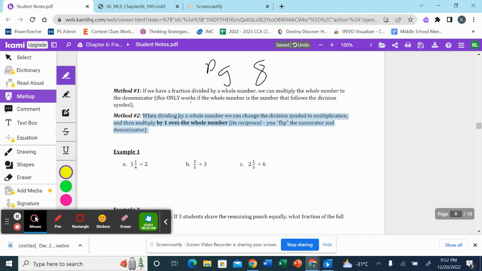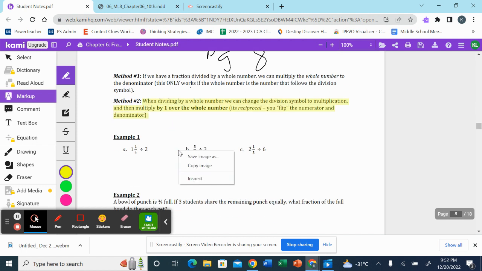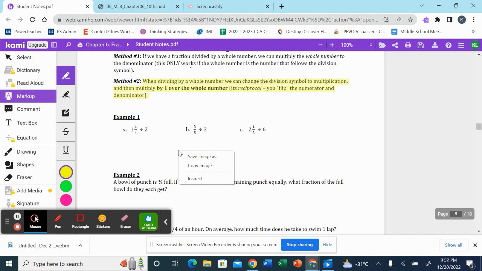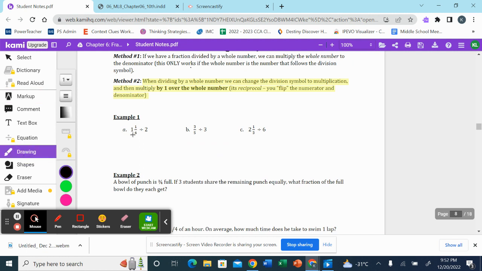So we flip the numerator and the denominator. You're going to keep the number, put it over 1, add the 1, and then flip. So let me show you what I mean. Example 1. We have 1 and 1/4 divided by 2. When we're dealing with mixed numbers, remember we want to change it to an improper fraction. So 1 times 4 is 4, plus 1, we have 5 over 4.